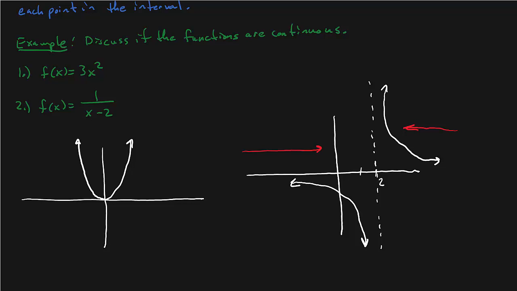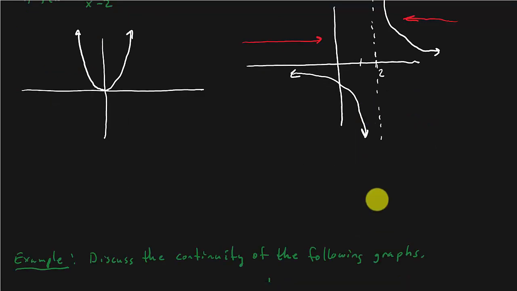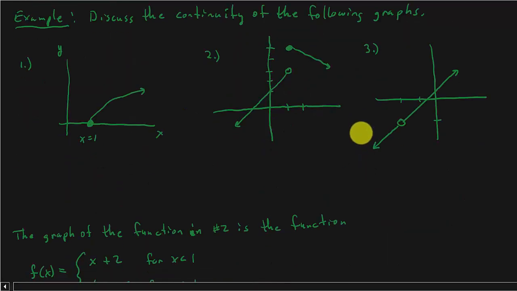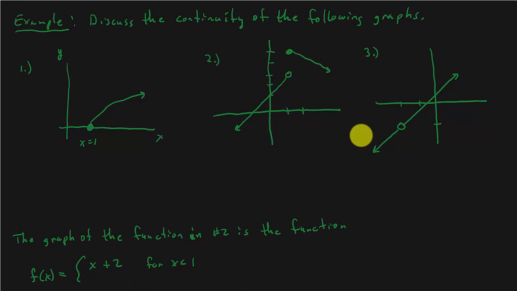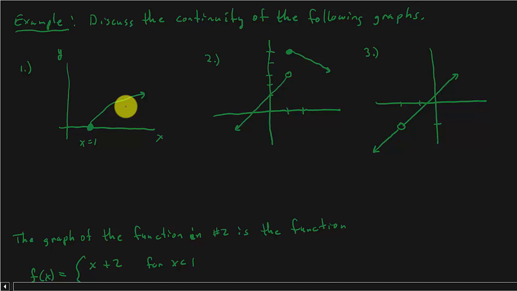All right, so let's continue on. Here it says discuss the continuity of the following graphs. Let's look at this. We have a graph here, and you see the solid circle right here at x equals 1. This graph is continuous at x equals 1. It's continuous there, and it's continuous at all the values larger than 1 and at 1. Now, what about this graph?